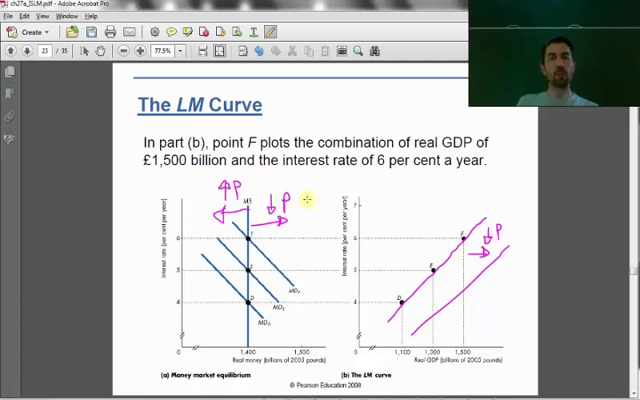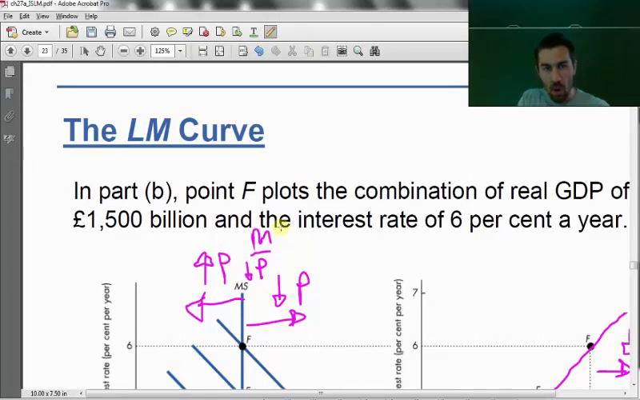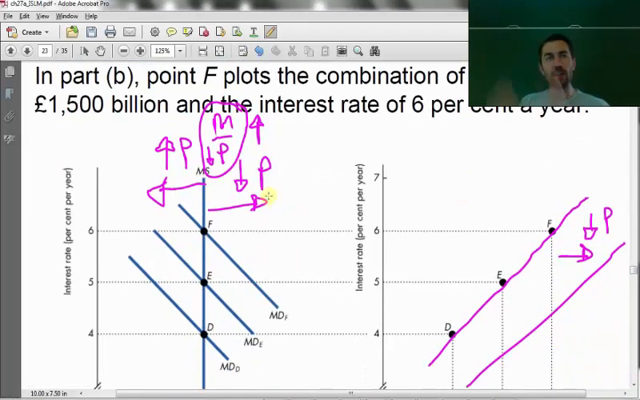And now I'm telling you that if the price level decreases, then the real purchasing power of your money supply increases. Remember, real money supply is M over P: nominal money supply, M, divided by price level. So if my price level goes down, my real money supply goes up. A decrease in the price level shifts my real money supply to the right. If real money supply shifts to the right, the LM curve shifts to the right. Excellent.